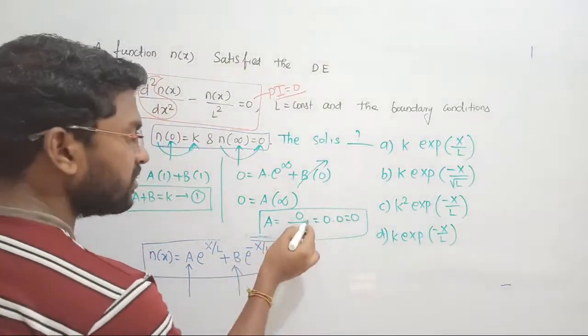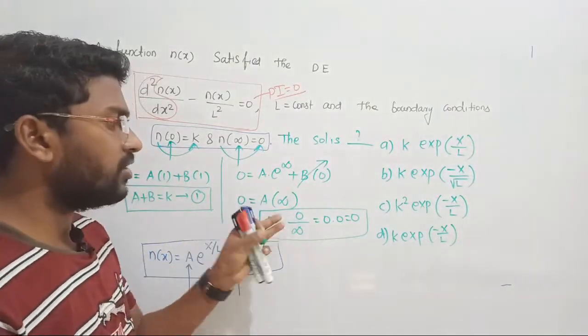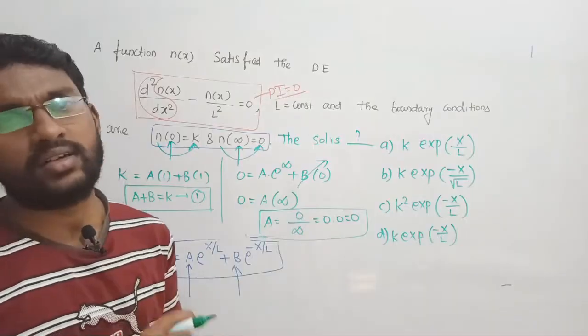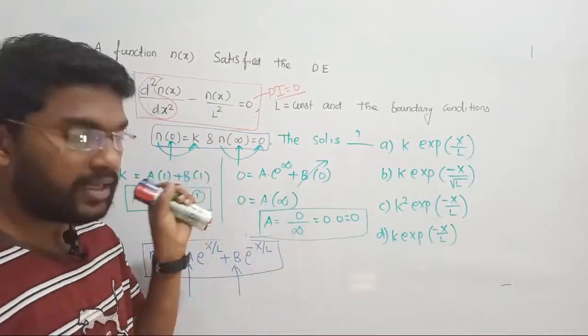Yes. See that this is not indeterminate form. 1 by infinity will become 0, right? 1 by infinity is 0, and 0 into 0 is a very simple answer, that is 0 only. So you cannot say that is indeterminate form, I can say it is determinate form only.